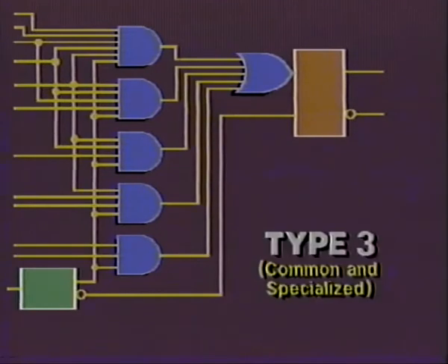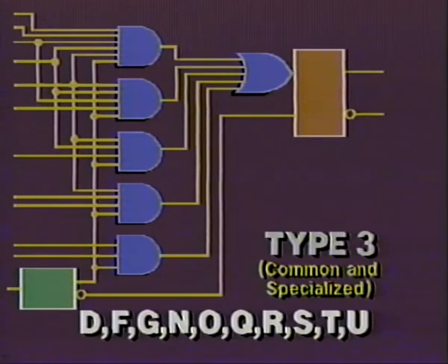The Type 3 gate arrays also have common inputs. They also have specialized circuits that perform a distinct function. Inputs and outputs on these gate arrays have a specific ordering relation and format. Type 3 gate arrays include D, F, G, N, O, Q, R, S, T, and U type chips.